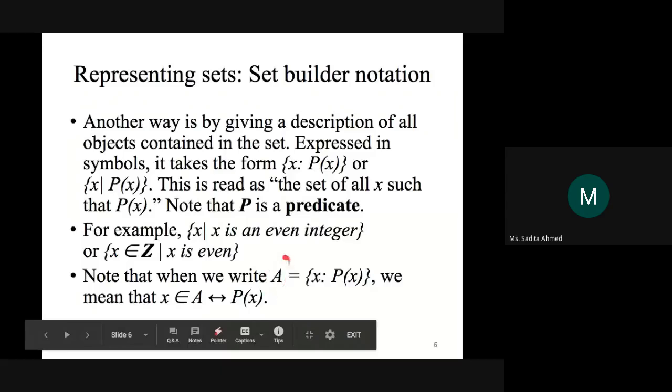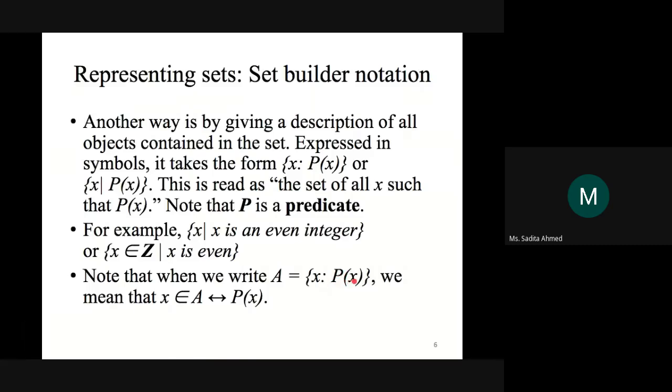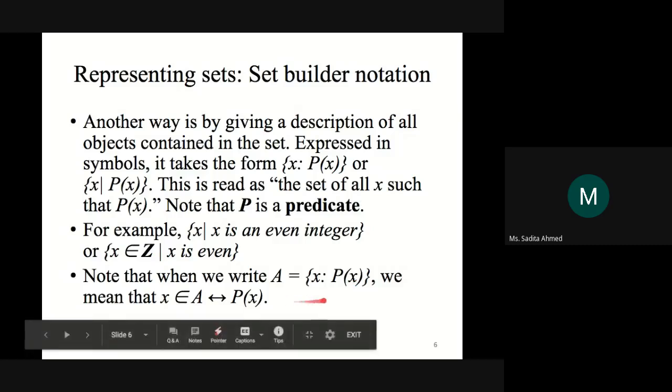Whenever we represent any given set A in this manner, x such that p(x), we are saying that if x belongs to A, then p(x) is true, and if p(x) is true, then x belongs to A. That is, x belongs to A if and only if p(x). Okay, so you see here, if x is an element of A, then the predicate is true for x. That is, x has the characteristic.